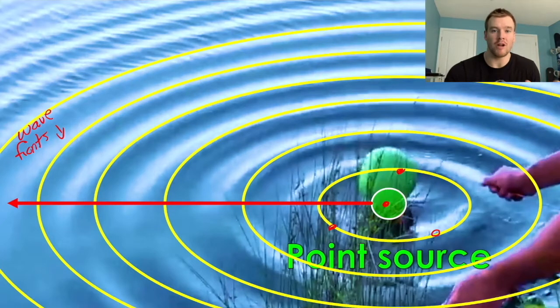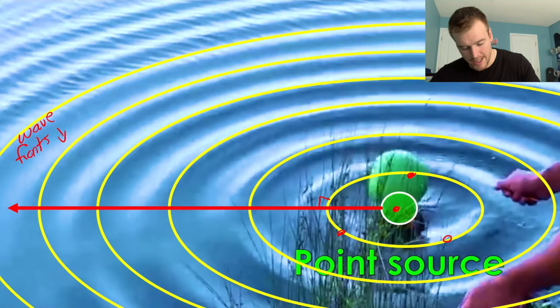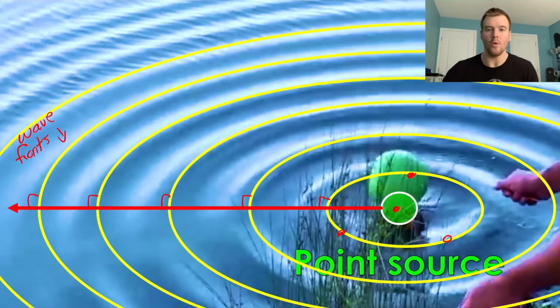The next thing we're going to include in diagrams is rays, and they look like this, and it's going to be showing the direction that that wave is moving. So it starts at the point source and moves outwards, and it's going to be 90 degrees to the wave front. So we can see here it's 90 degrees, 90 degrees, 90 degrees, 90 degrees, the whole way across.